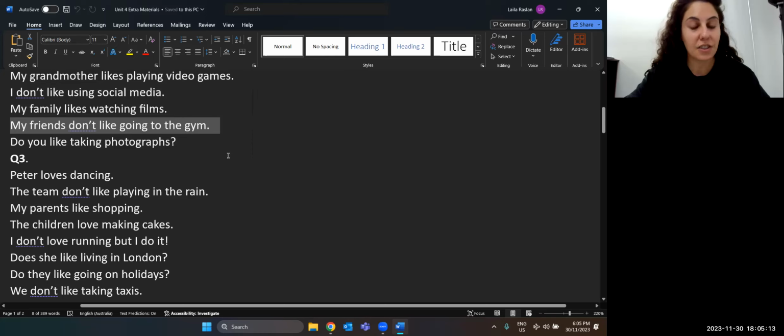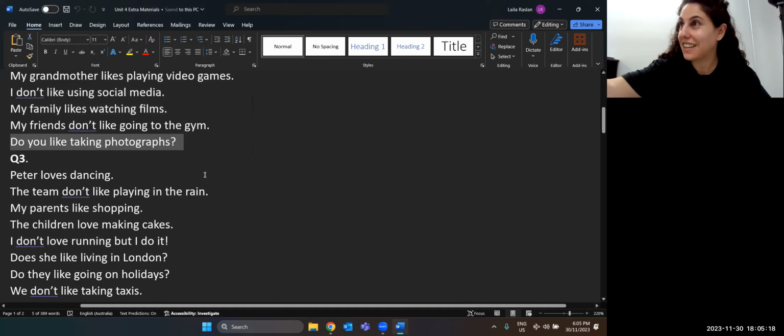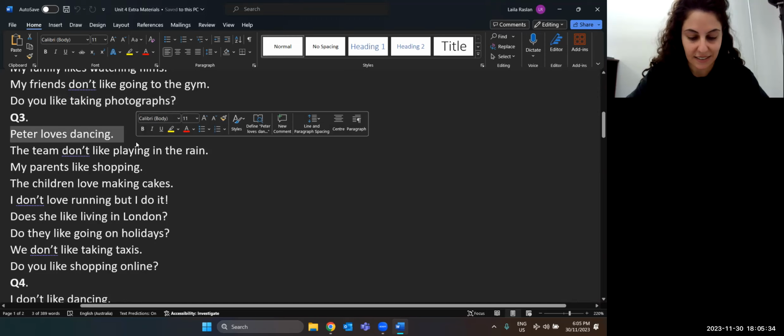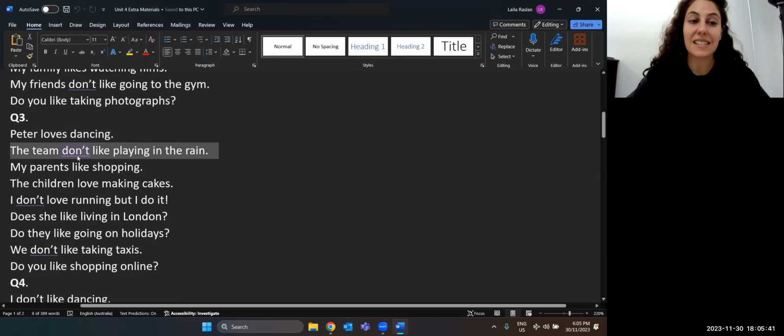Do you like photography? Do you like photographs? Yes, and I know you like to take photographs. So we have to make these into sentences. I like swimming is the first one. Peter loves dancing. The team does not like playing in the rain. Not does not. Does not is only for he, she, it. So the team is they. It's plural. So they don't.